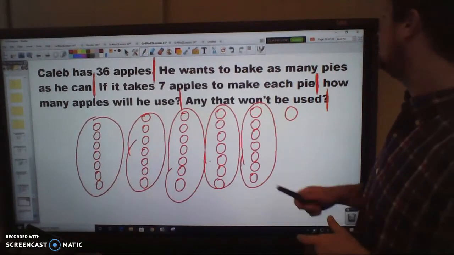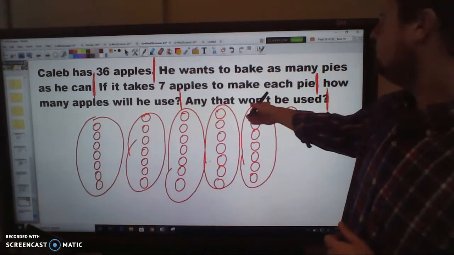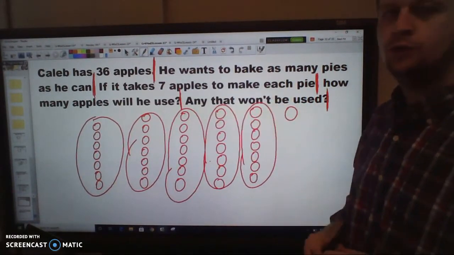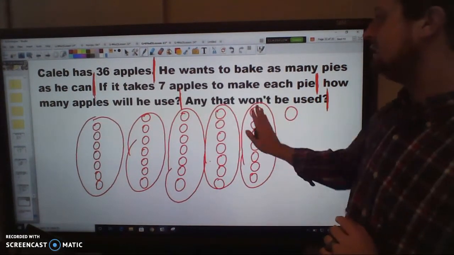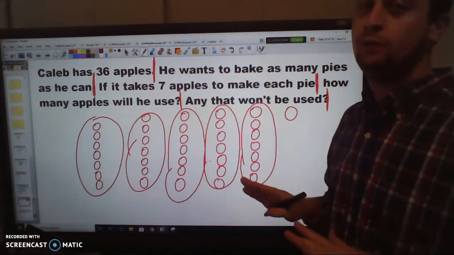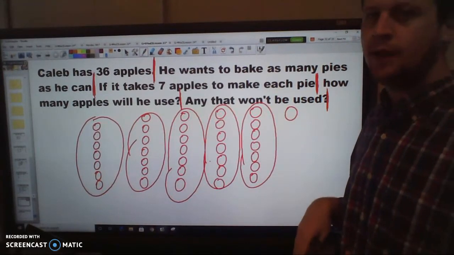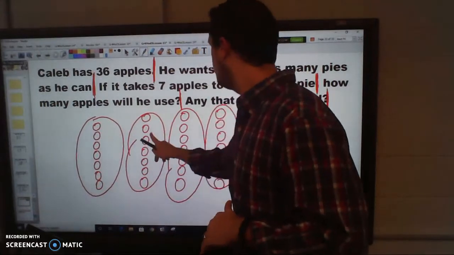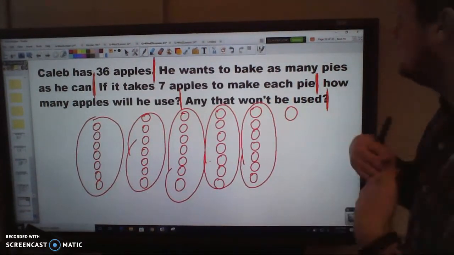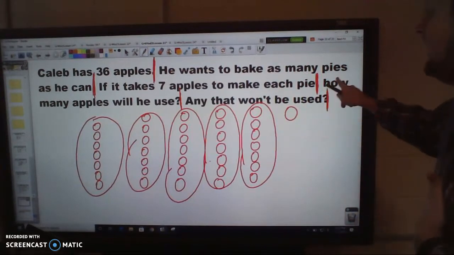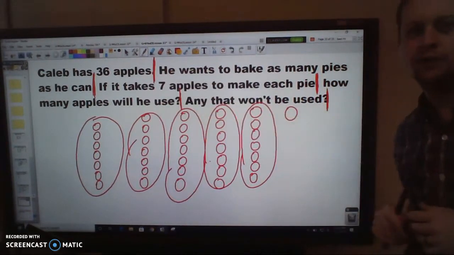So let's see. It says, how many apples will he use? It does not say how many pies is he going to be able to make. If it was asking how many pies is he going to be able to make, we would say 1, 2, 3, 4, 5. That is a total of 5 pies. But that is not what it's asking us. It says how many apples will he use?